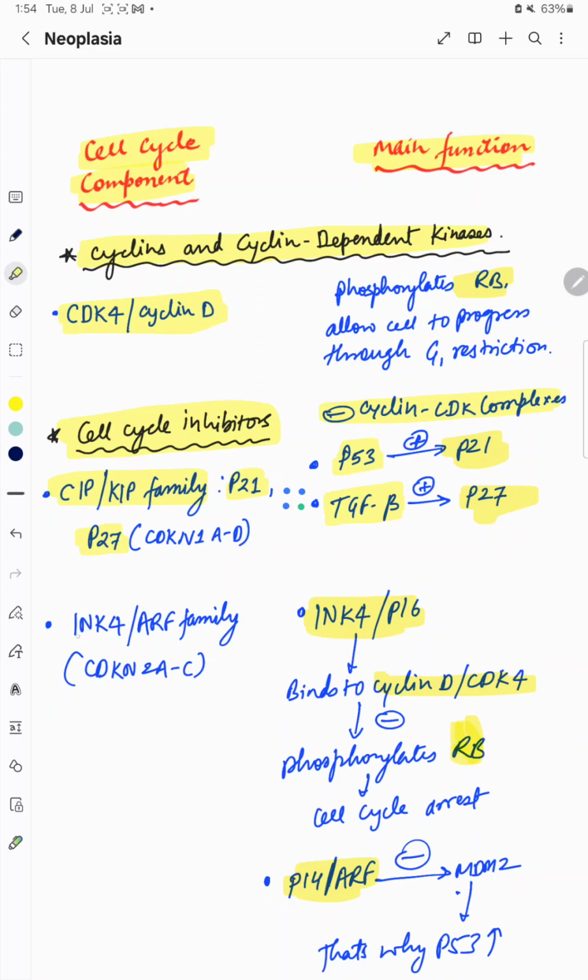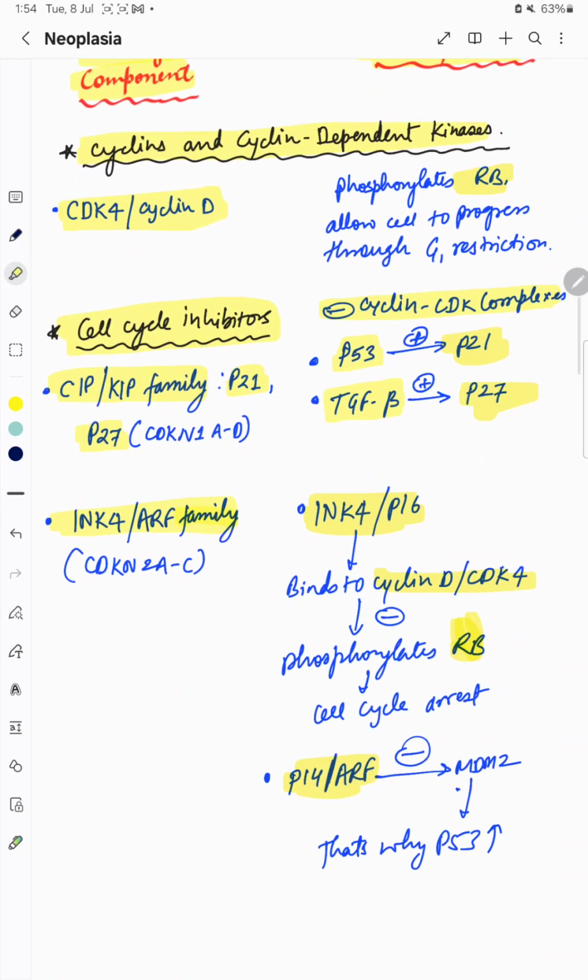Another category of cell cycle inhibitor is the INK4 or ARF family. INK4, also known as P16, binds to cyclin D and CDK4, which inhibits the phosphorylation of the RB gene. So there will be no inactivation of the RB gene, and active RB gene will result in cell cycle arrest. In the INK4 ARF family, there is one more factor, P14 or ARF.